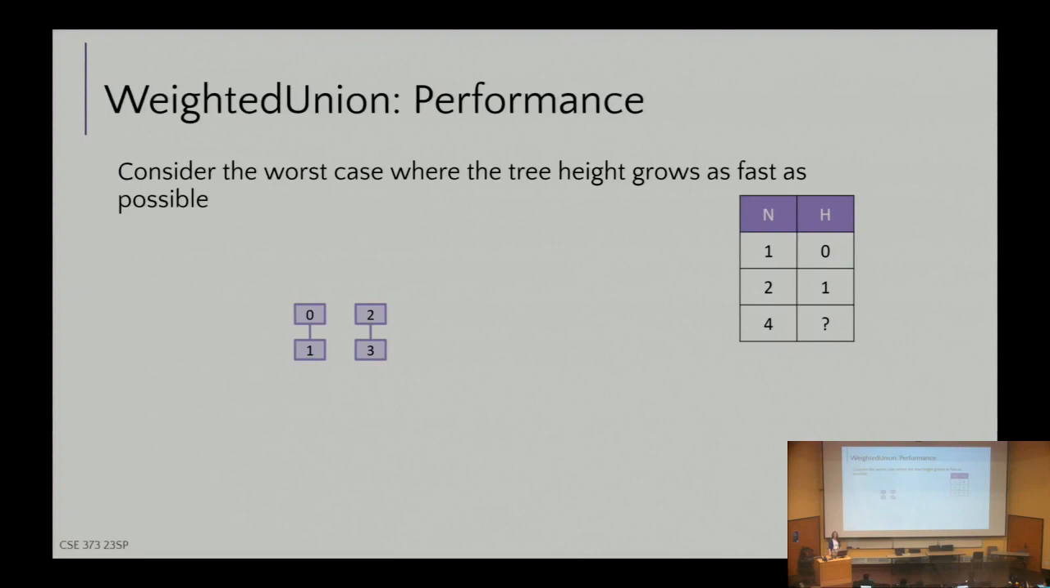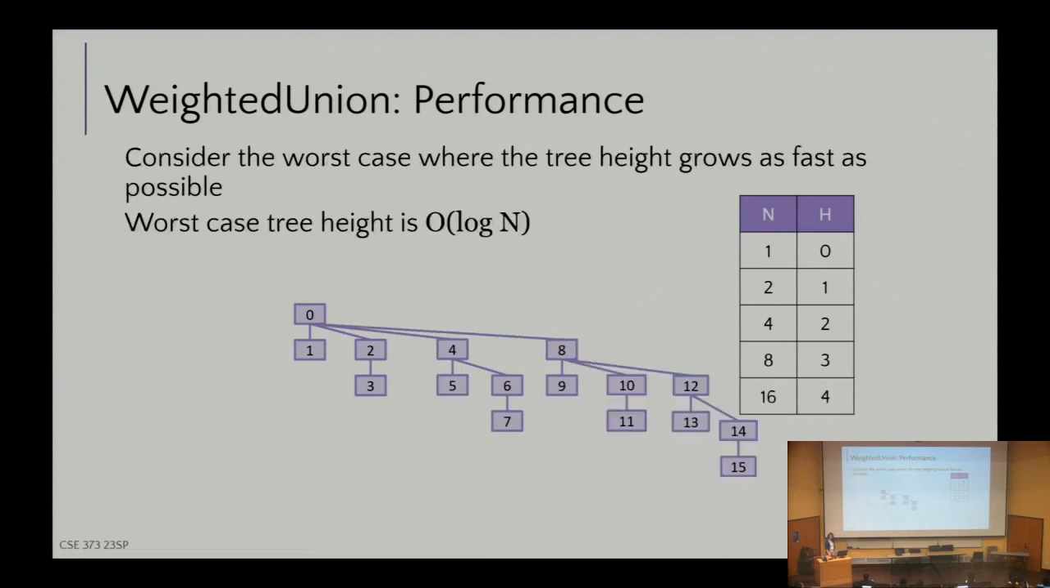What if we had 2 sets of size 2? Again, it doesn't matter because we can't decide based on weight who to union into whom. So we're just going to pick, but now the height has grown, which it had to, right? When we union 2 things in the same size. Same situation, 2 things of the same size. Every time we union things of the same size, we are going to grow the height by 1, according to how we have currently implemented it.